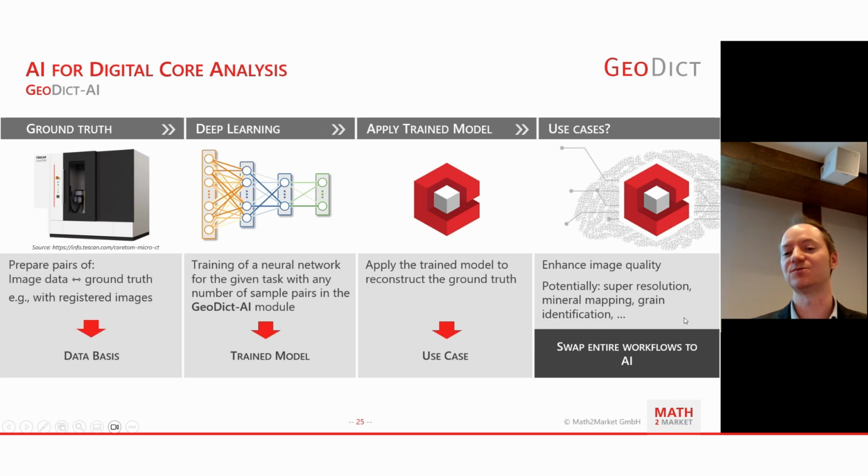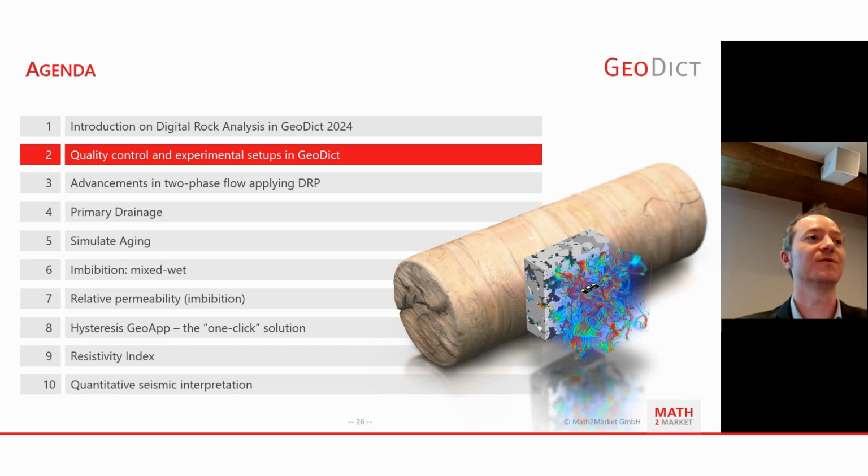And also things like super resolution, mineral mapping, coin identification, whatever you can think of as an application with pairs of ground truth can be done with our GeoDict AI workflows. So that you can swap entire workflows to AI, for example, once established. And that's it from my side.